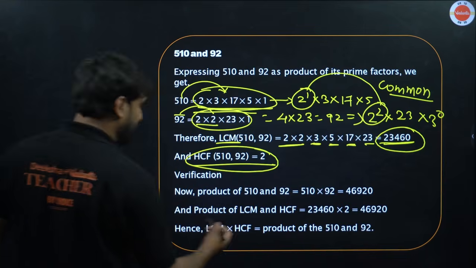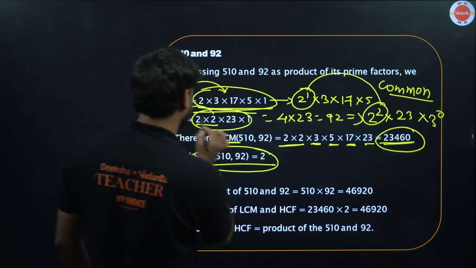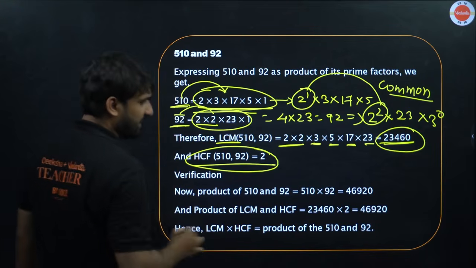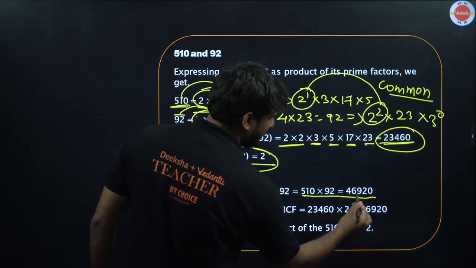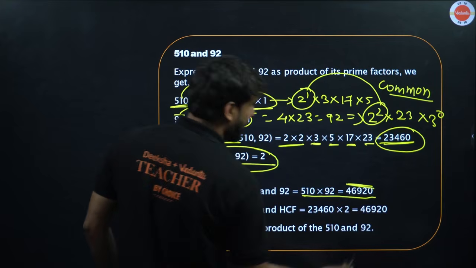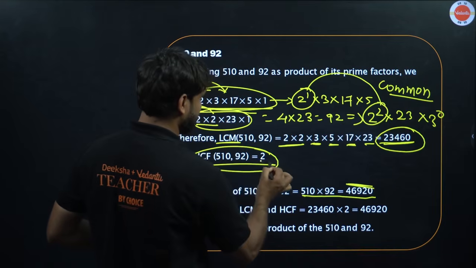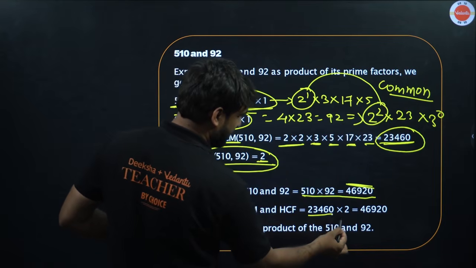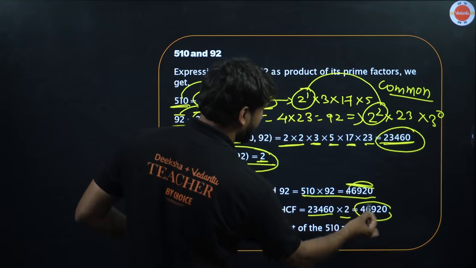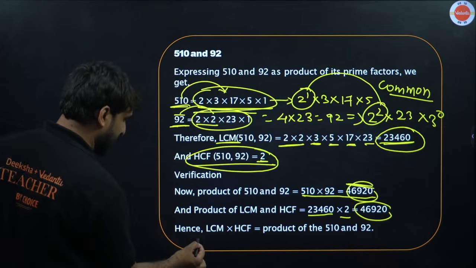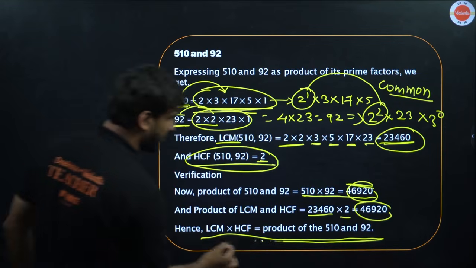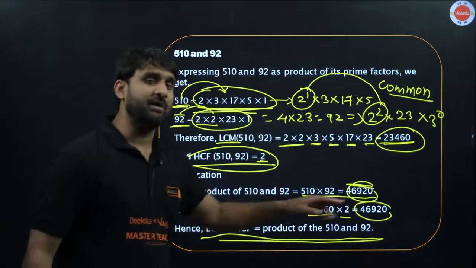So now we can verify. If we multiply the numbers itself, the product of 510 and 92 is equal to 46,920, and by multiplying the product of LCM and HCF, if you multiply LCM and HCF, we are getting the same number. It means that it has verified. Hence HCF and LCM is equal to the product of 510 and 92.